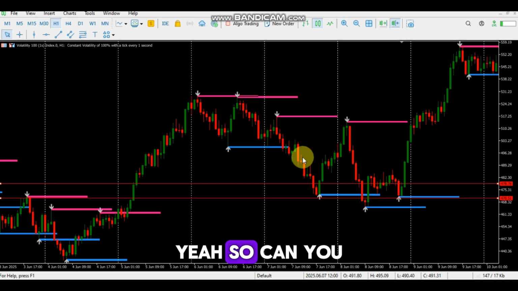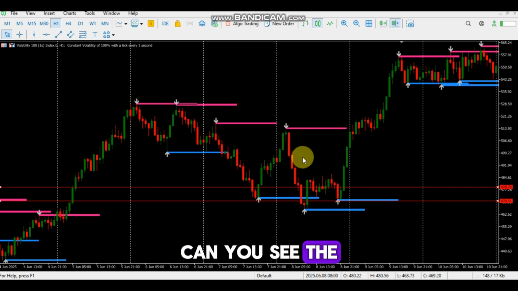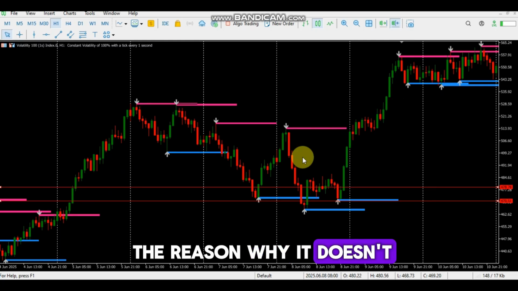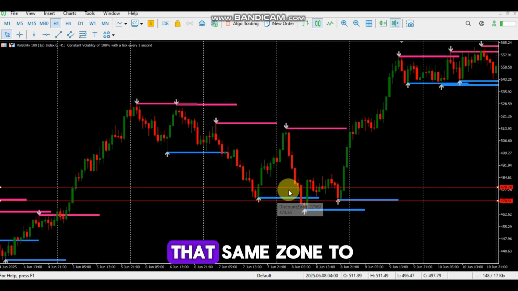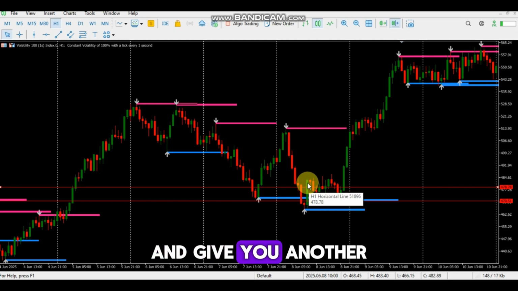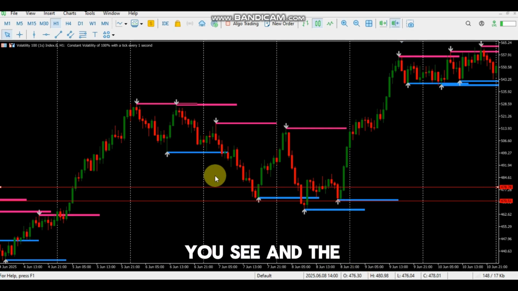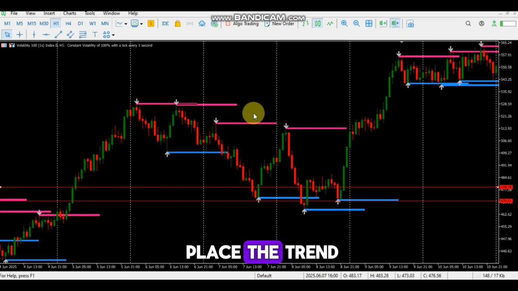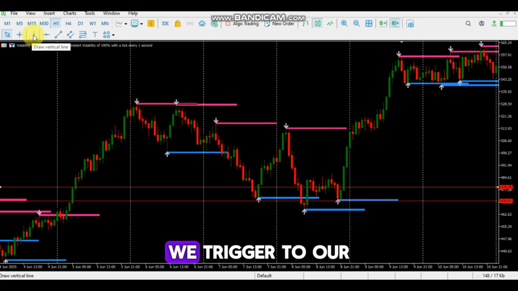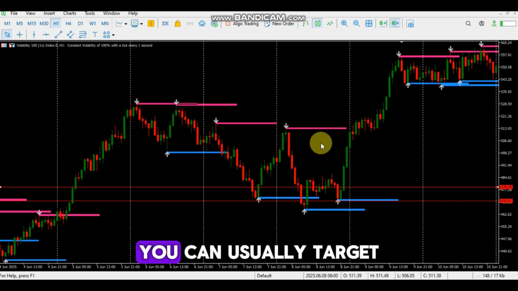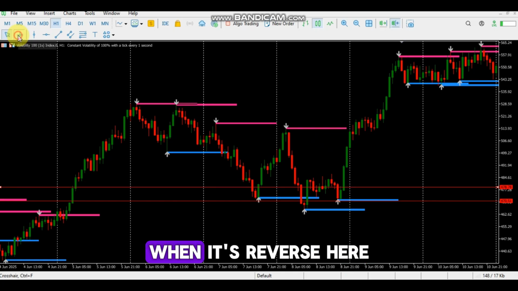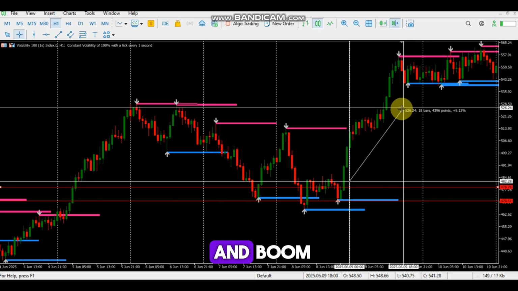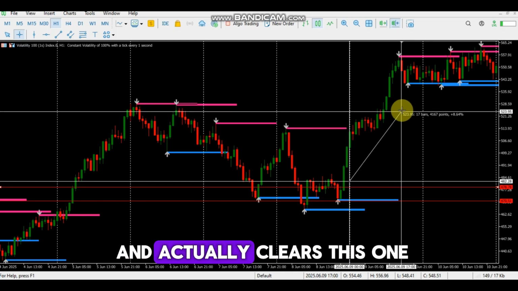So can you see the market actually came back to retouch that same zone? And do you know the reason why? When we see the market come to that same zone to clear the liquidity and give you another good engulfing, and just because the market doesn't clear the previous high before, you can place the trade. Can you see what actually happened? We triggered to our next higher high. You can easily target this kind of reversal when it reverses here. And you make a profit. Can you see the market firstly come down and boom, it makes our profit and clears this one.